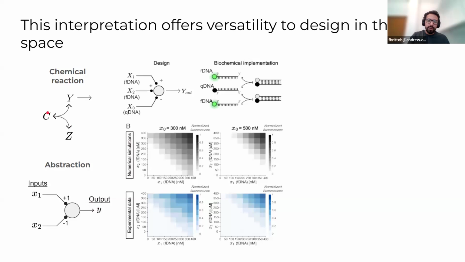So if we introduce a biased species that's constant in our reaction, the biochemical implementation might be a little bit easier. So we introduce, for example, the qDNA in our mixture constant in our grid, and we just vary between different concentrations of fDNA, we will be able to sort of flip our decision boundary that was initially at this sort of 45 degree angle, and now it's flipped. In gray here, you'll see numerical simulations. Here in blue, you'll see our experimental data.